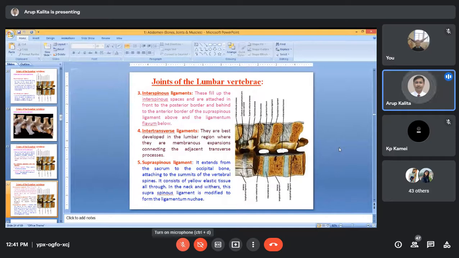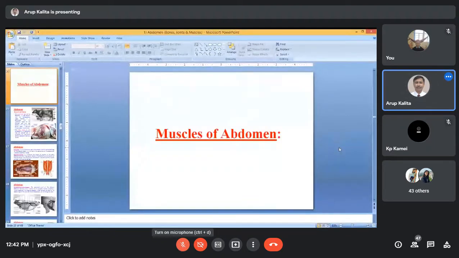So what are the constituent ligaments of the interneural articulation? There are five types of ligaments. One is the capsular ligament. Two is the ligamentum flavum. Number three, the interspinous ligament. Number four, the intertransverse ligament. And number five, the supraspinous ligament. These are the ligaments which help to form the interneural articulation. So this is all about the joints.